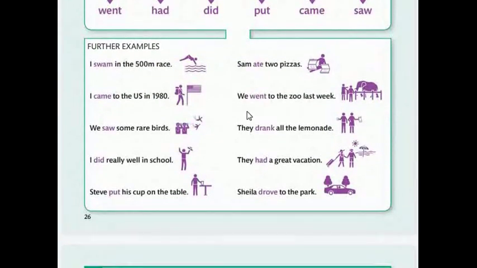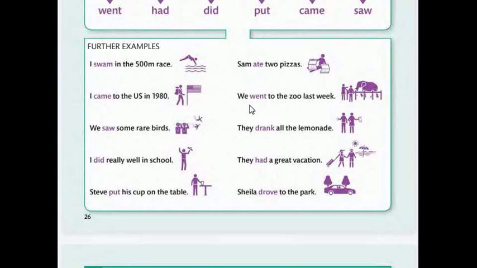Examples. I swam in the 500 meter race. I came to the USA in 1980. We saw some rare birds. I did really well in school. Stu put his cup on the table.